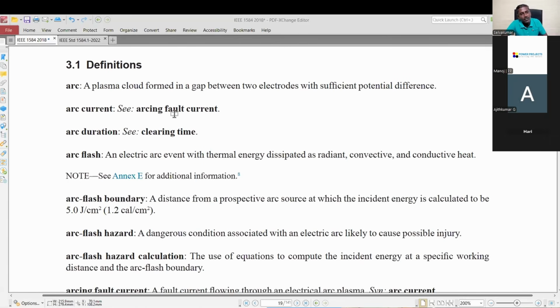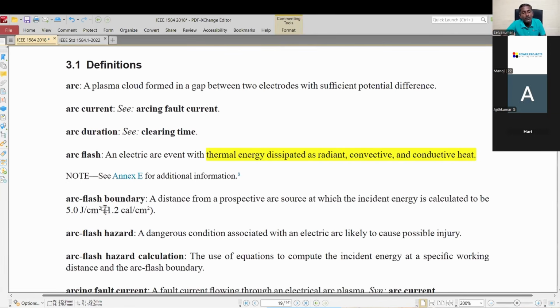What is arc current? It is also the arc fault current. During this arc, the current which flows is the arc current. What's the arc duration? This is the fault clearing time. We will see it in the definitions. What is arc flash? This is an electric arc event, which emits thermal energy. This thermal energy is dissipated as radiant, convective, and conductive heat. Obviously, when you have heat, it has to be dissipated in three forms: conduction, convection, and radiation.